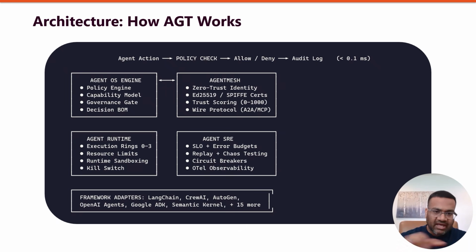At the bottom, the framework adapters: LangChain, CrewAI, AutoGen, OpenAI Agents SDK, Google ADK, Semantic Kernel, LlamaIndex, and more. You do not change your agent code, you wrap it with the governance. All of this is open source, MIT license, and all of it runs on Ubuntu.